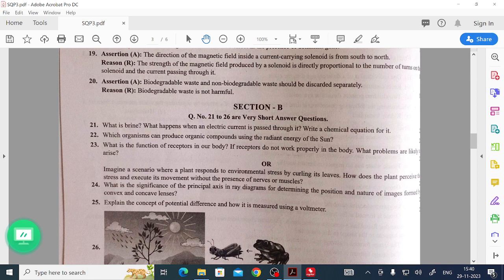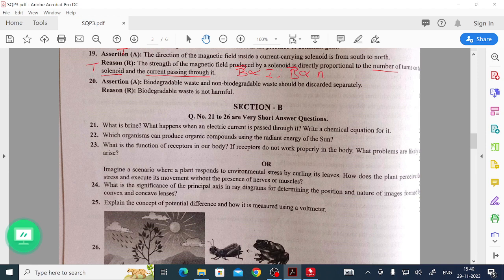Question number 19. The direction of the magnetic field inside a current carrying solenoid is from south to north. Correct. Assertion is true. Now go to the reason. The strength of the magnetic field produced by the solenoid is directly proportional to the number of turns and the current passing through it. This one also is true. The magnetic field is directly proportional to the current, as well as directly proportional to the number of turns. That's what they said in the reason also.